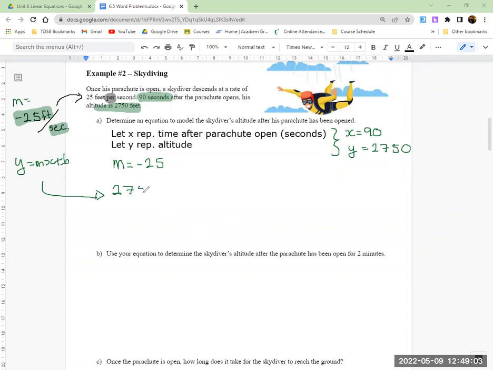Y equals m x plus b, which is equal to -25 times 90. I got -2,250. Yep, I'm not done.